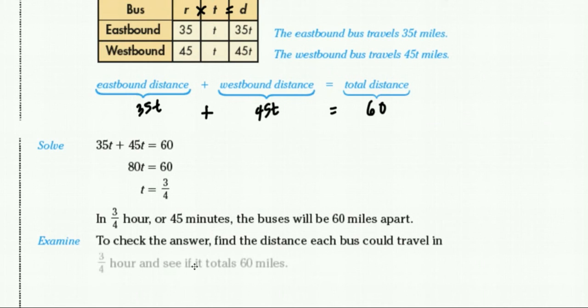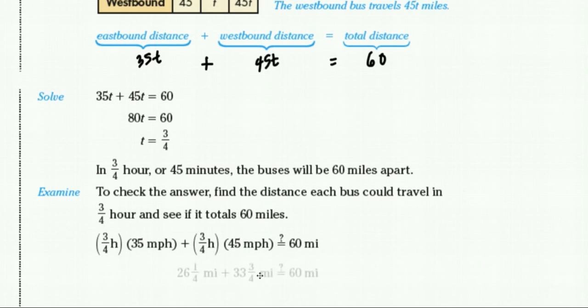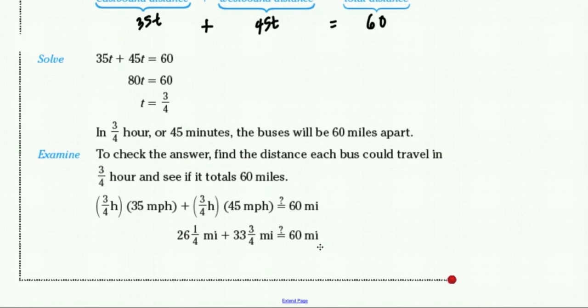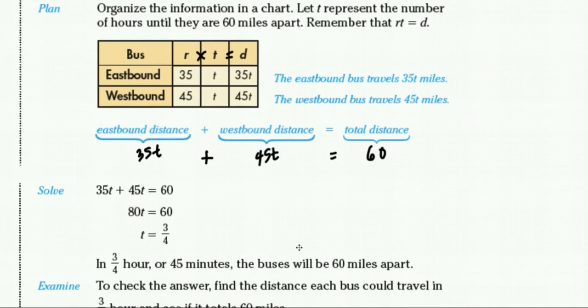And to check the answer, find the distance each bus could travel in 3/4 of an hour, and if it totals 60, you're good to go. We know that 3/4 hour times 35, plus 3/4 hour times 45, is it equal to 60? And most definitely it is, and our answer checks out. Now, through all that, there's an easier way of solving uniform motion problems, and this is what I'm going to show you right now.